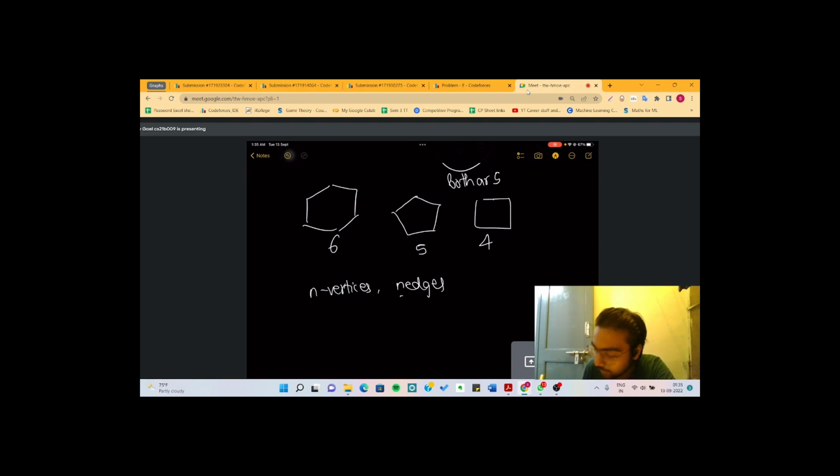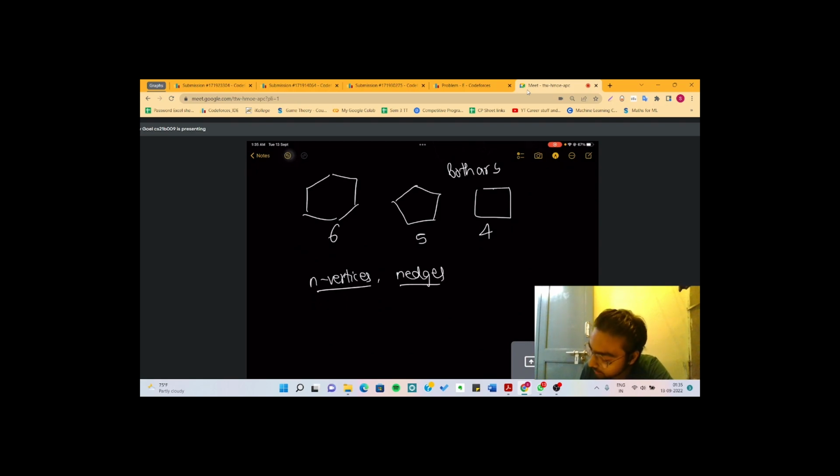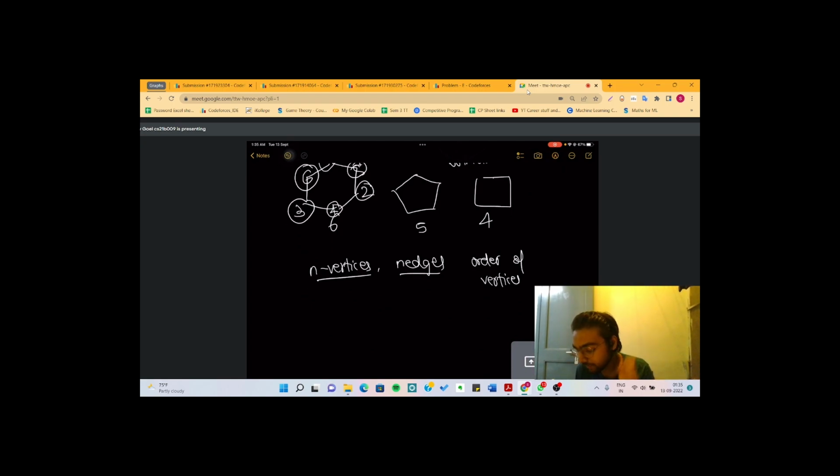N vertices and n edges, and the order of vertices is random. Like this could be 1, 2, 3, 4, 5, 6, any order, and it will still be a cycle. So this is the definition of a cycle. Now here it is given that if we give a query ij, the interactor will give us an output of path length I to j.